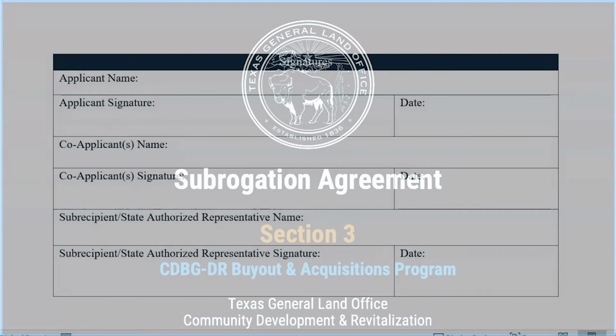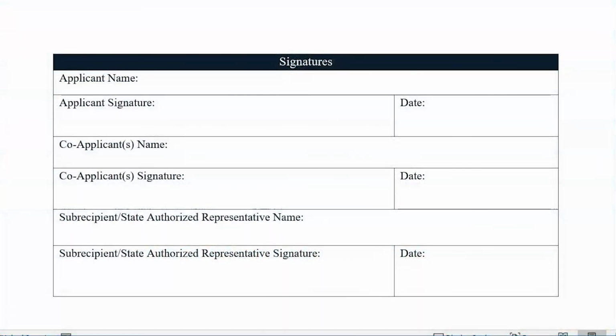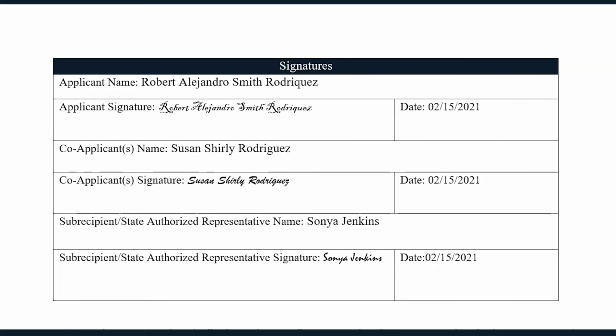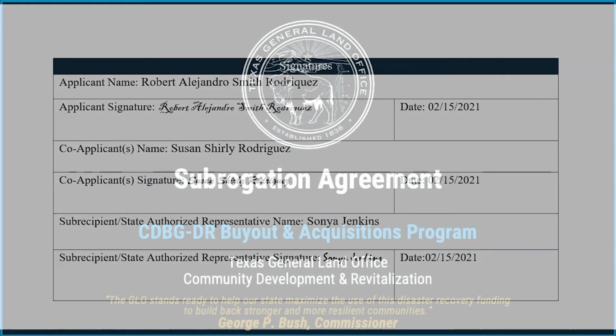In this section, the applicant, co-applicant, and authorized representative of the subrecipient will print their name, sign, and date the signature section of the form. With these signatures, the applicants and subrecipient are certifying the above information and requirements.